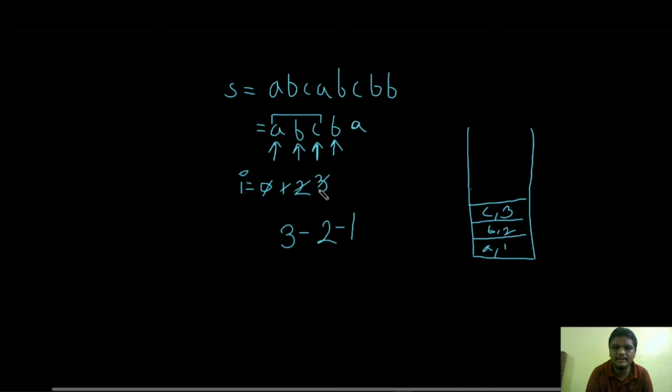Now again we are going to increment the value of, before that we are going to update the value of B as B comma 4, right? And we are going to delete this.